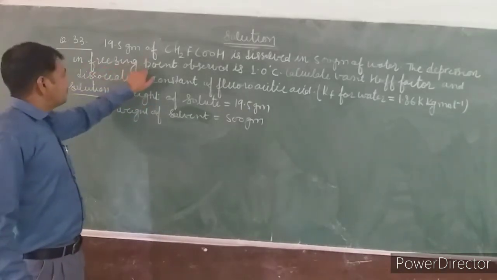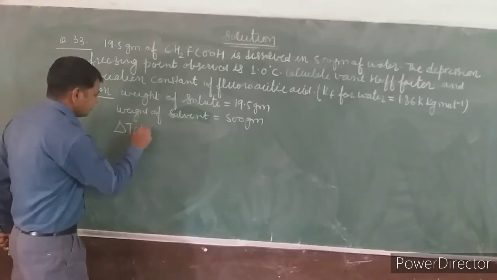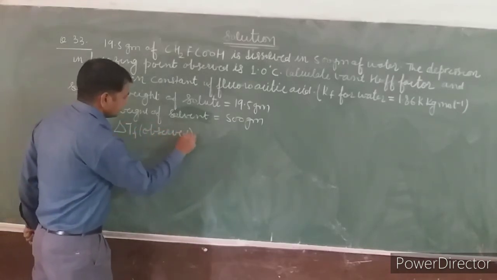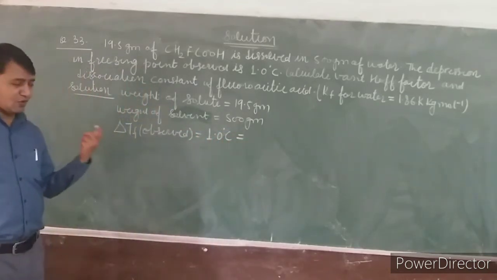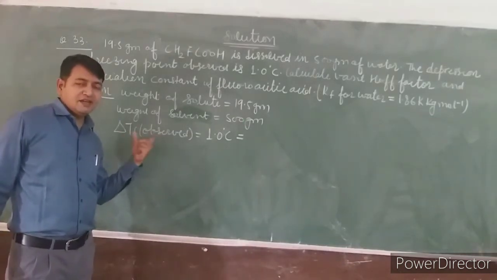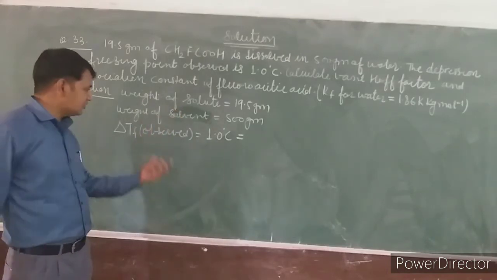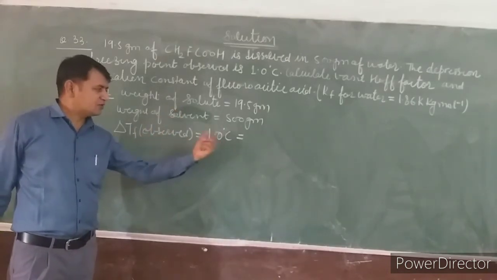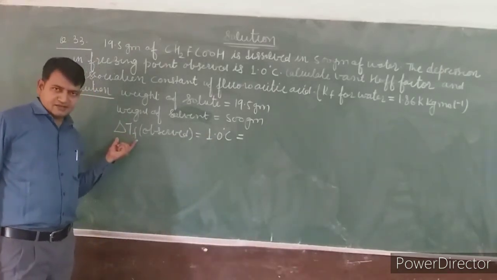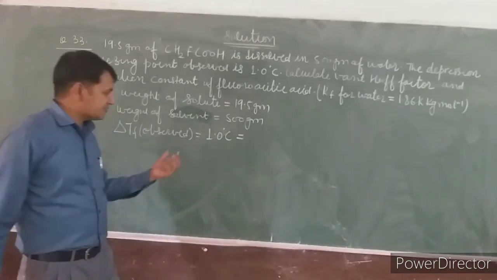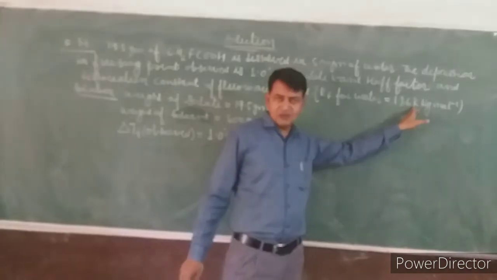The depression in freezing point observed, meaning delta Tf observed, is 1.0 degree Celsius. An important thing: the word observed indicates that the colligative property has been measured practically. So this is observed, 1.0 degree Celsius. One more thing, dear students: this is a difference, and this difference is sometimes expressed in degree Celsius, but in the formula the Kf is dealing with Kelvin.